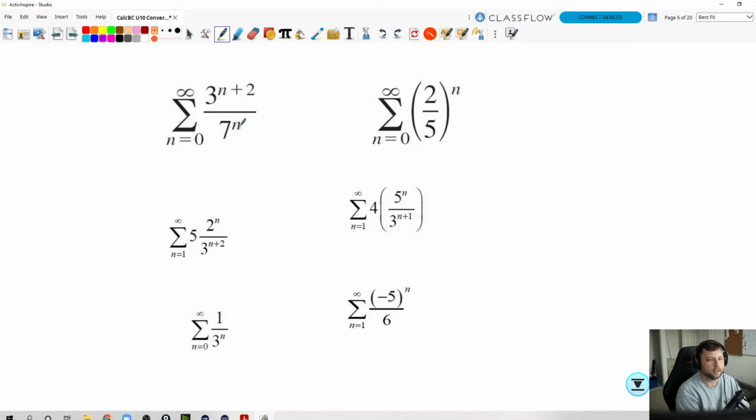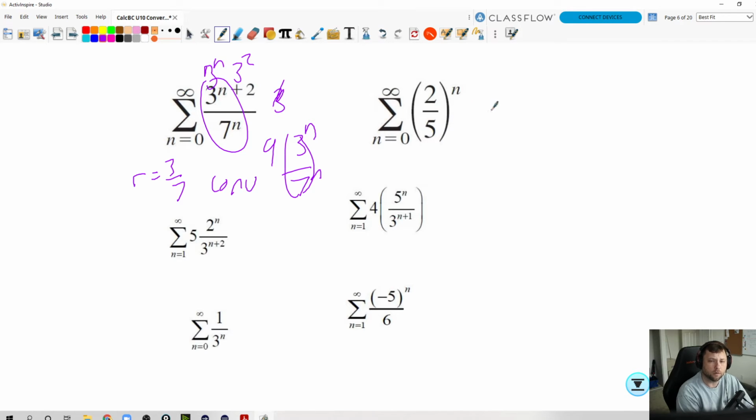Don't be fooled by this. You've got to rearrange this. It's 3 to the n and a 3 squared. So basically, you have a 3 squared, or a 9, and then times 3 to the n over 7 to the n. You can combine those two. So my r is 3/7, which is going to converge. This one, my r is 2/5, so this is also going to converge.